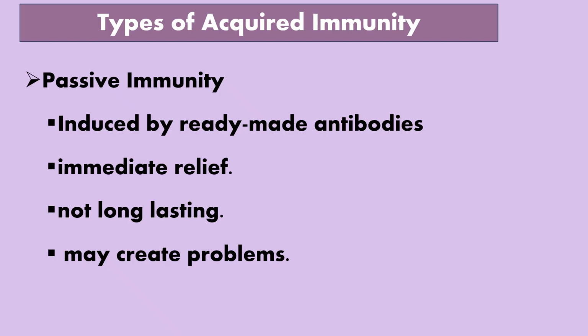The next type is passive immunity. When ready-made antibodies are directly injected into a person to protect the body against a foreign agent, it is called passive immunity. It provides immediate relief to the body, but it is not long lasting, and it may create a problem or side effect for the particular person.